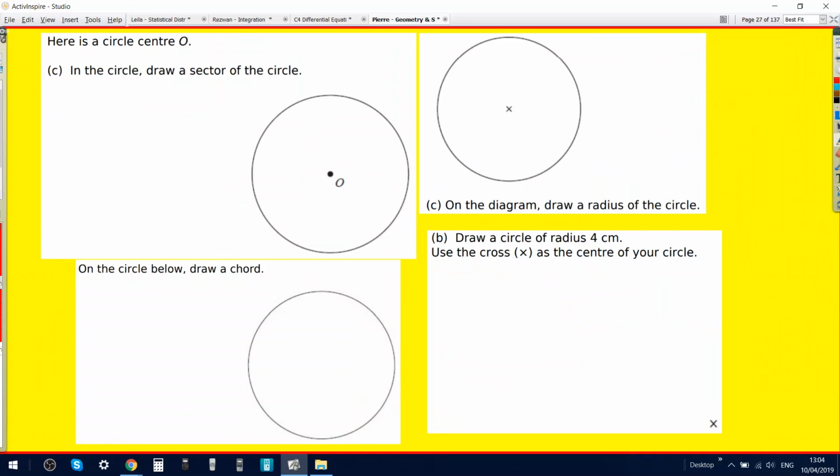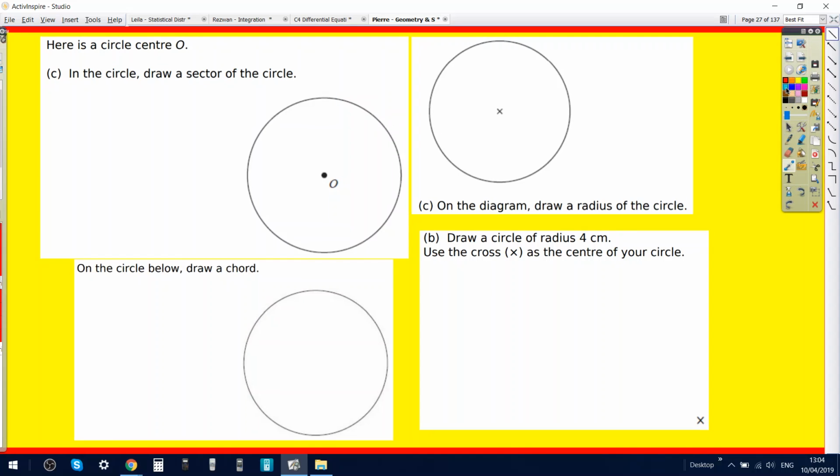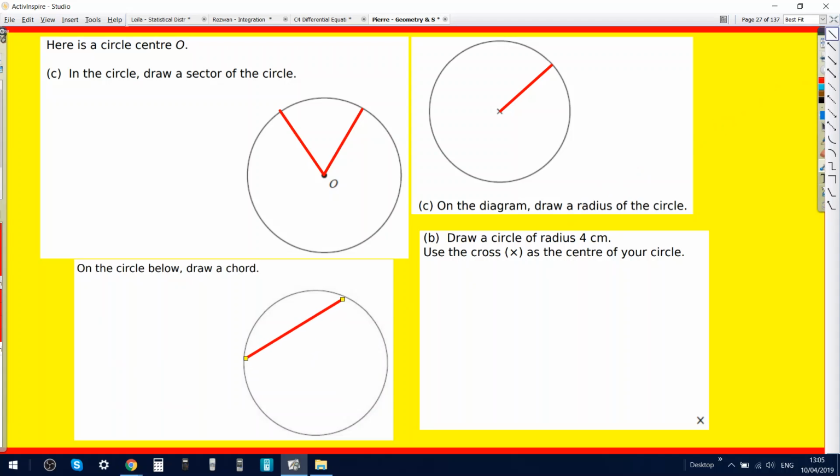Okay, top left, draw a sector. A sector would be like a slice. Yeah. Top right. Draw a radius. So that would be halfway to the middle. Yeah. And bottom left. The chord would just be the line going across near the corner, not through the middle, basically. Well done. If it goes through the middle, it would be a diameter.